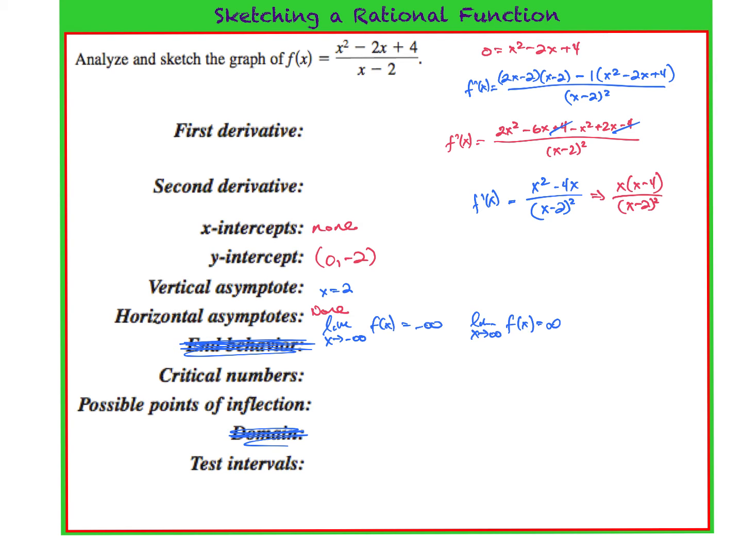So what are we going to do with that when we set it equal to 0? We're going to find critical numbers. So when I set it equal to 0, what do I get? I get x equals 0, and I get x equals 4. All right, those are my critical numbers. What might happen at those critical numbers?